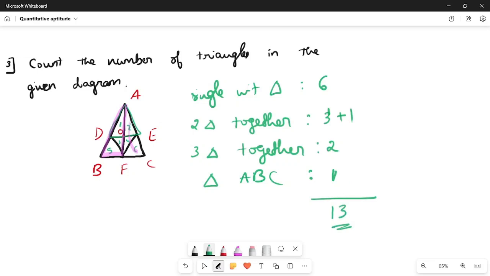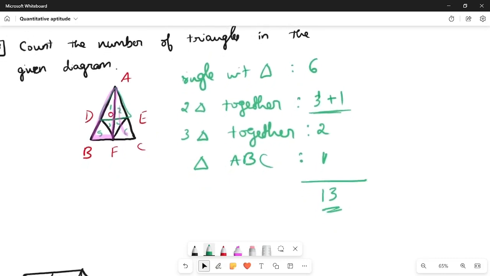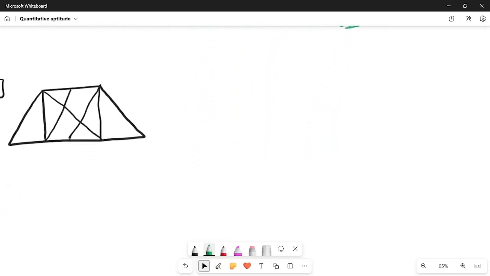So 1, 2 together is one triangle, 1, 3, 1. So 2, then 3, 4, 1, 3. Then 4 and 2 together will form one more. So that is two triangles together. There will be 4 such triangles. So the number of triangles in the given figure will be 13.